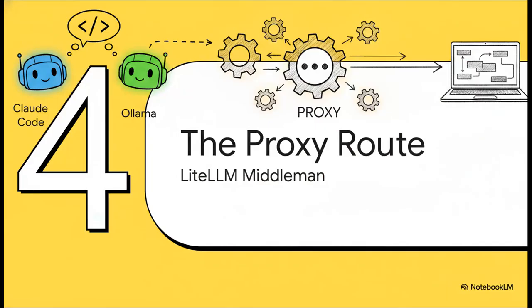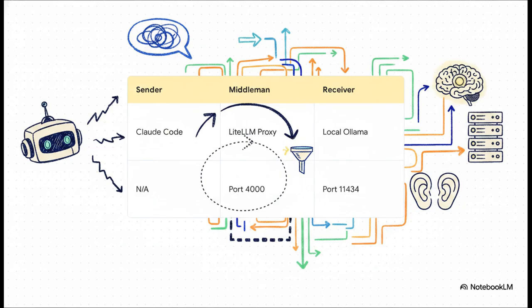Section 4. Method 1. The proxy route. LiteLLM middleman. Now that both of these amazing tools are sitting on our system, how do we actually make them talk to each other? Well, we have two distinct methodologies based on our source material. The first utilizes a brilliant tool called LiteLLM as a proxy. And this brilliantly illustrates the magic behind the scenes.